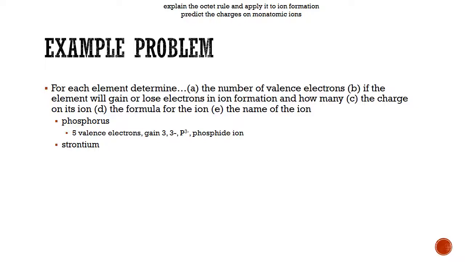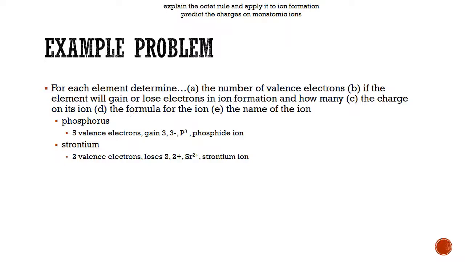All right, strontium. We find it on the periodic table in group number 2. It would have 2 valence electrons, so it will lose 2 as opposed to gaining 6. Losing 2 is much easier, so its charge would be 2 plus. The formula is Sr 2 plus, and then we would call it the strontium ion.